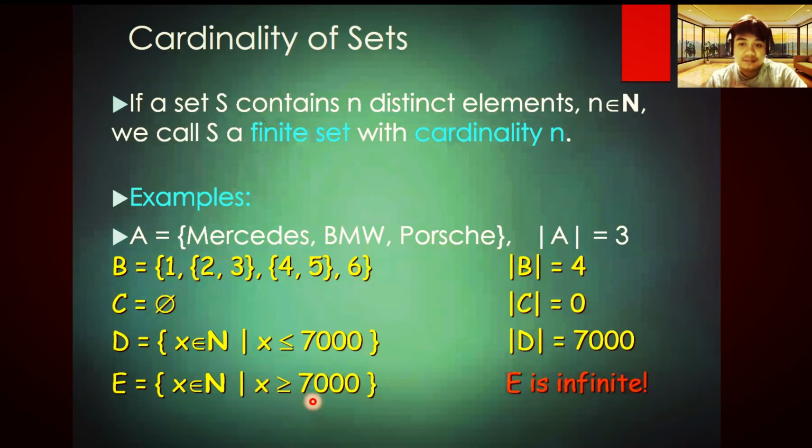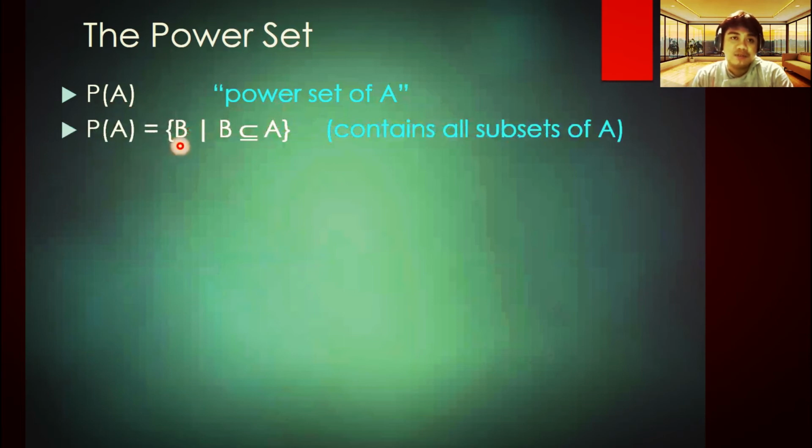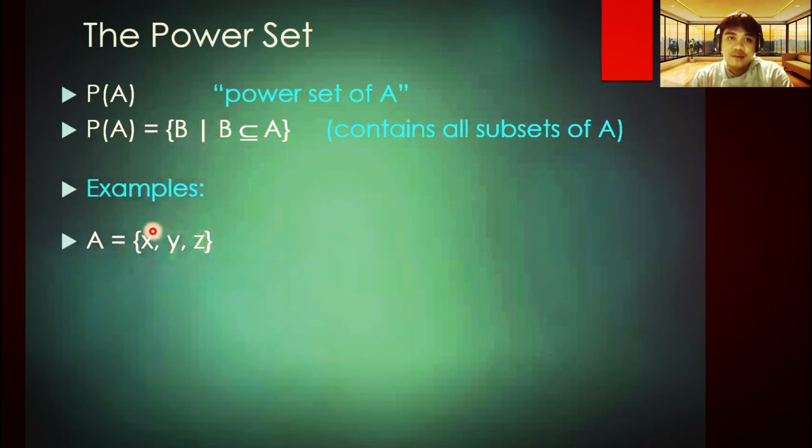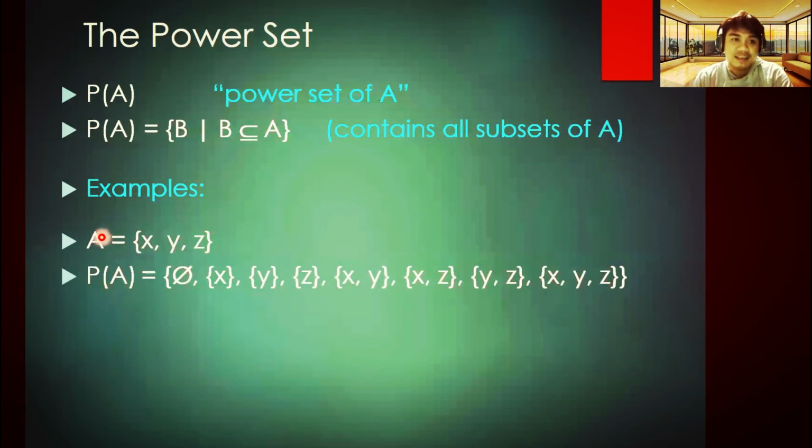Okay, so next, we have power set. So power set of A is denoted as P, open parenthesis A, close parenthesis. You can read this as power set of A. Power set of A is equal to B such that B is a subset of A. Ibig sabihin lang ng power set, this is a set that contains all the subsets of A. So we have here examples. If we have set A, we will get the power set of this set. So susulat natin power set of A kasi A yung ating set, and then kukunin natin lahat ng subset dito.